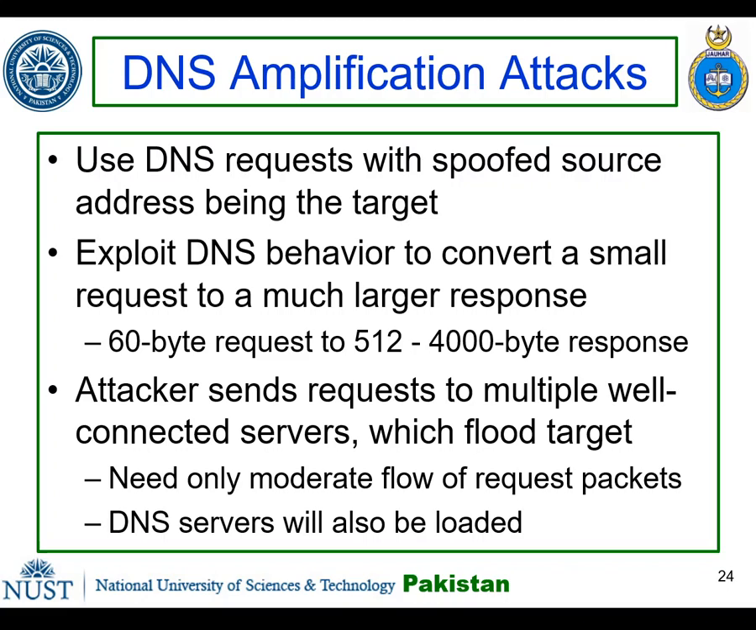A further variant of a reflection or amplification attack uses packets directed at a legitimate DNS server as the intermediary system. They gain attack amplification by exploiting the behavior of the DNS protocol to convert a small request into a much larger response. Using the classic DNS protocol, a 60-byte UDP request packet can easily result in a 512-byte UDP response, the maximum traditionally allowed.